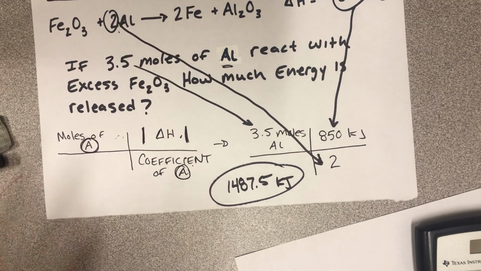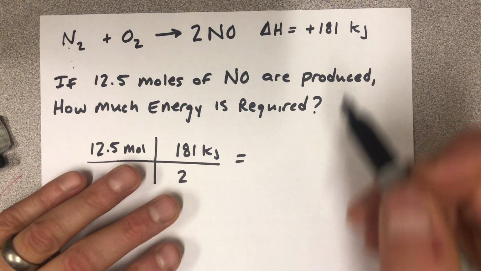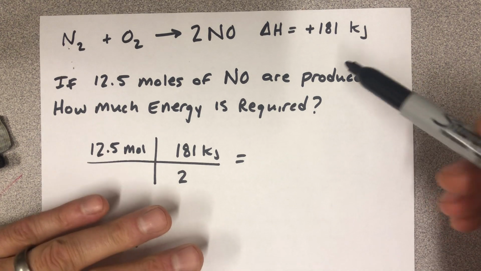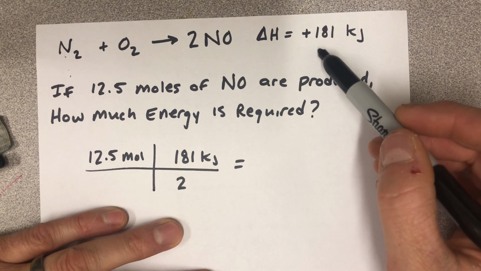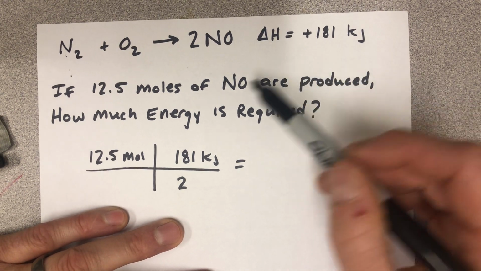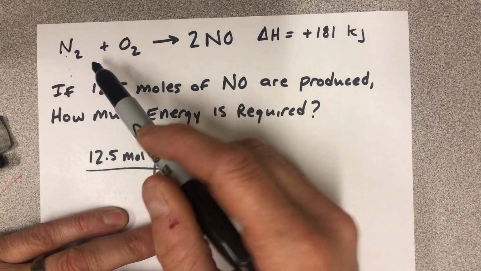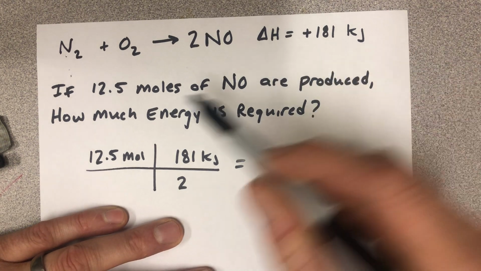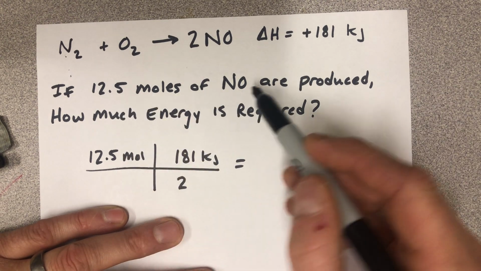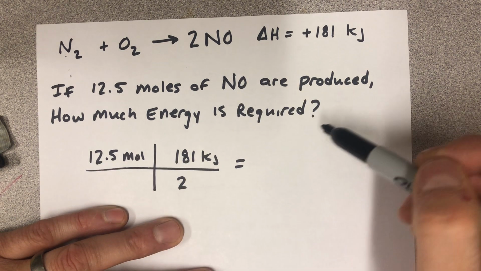Okay, let's do one more practice problem. This is an endothermic reaction, and we know that because our delta H is given to us as a positive number here. This is the synthesis reaction of nitrogen monoxide from nitrogen gas and oxygen gas. Let's consider that 12.5 moles of nitrogen monoxide are produced. How much energy is required?